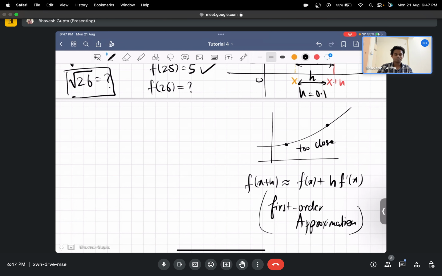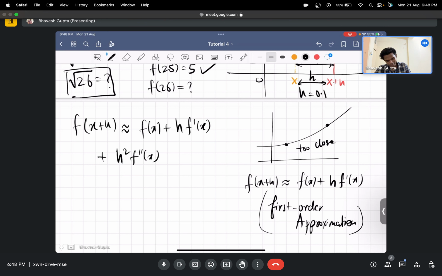So what will be my second order approximation? Maybe these two points are not that close, but they are fairly close. Then you can add an extra term here. You might be able to ignore higher order terms, but you might not be able to ignore this term: plus h squared times the double derivative of f at x over 2 factorial. This is called the second order approximation.